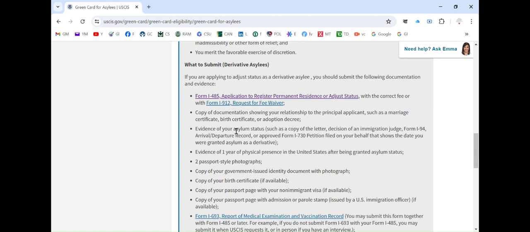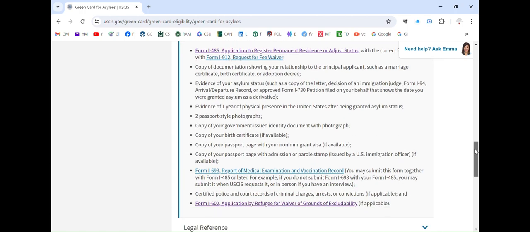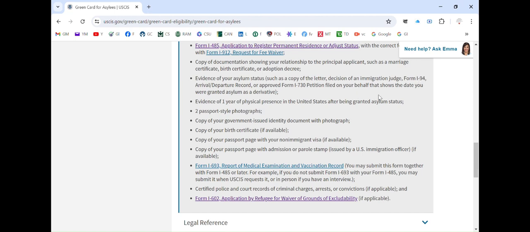Evidence of 1 year of physical presence in the United States after being granted asylum status. So your I-94 is the proof. That will prove it. And also in the passport, if you do not have any exit stamp, then it also proves. And 2 passport-size photographs, copy of government-issued identity document with photographs. You understand those things, I discussed those things previously. Copy of birth certificate if available, if not then it's okay.